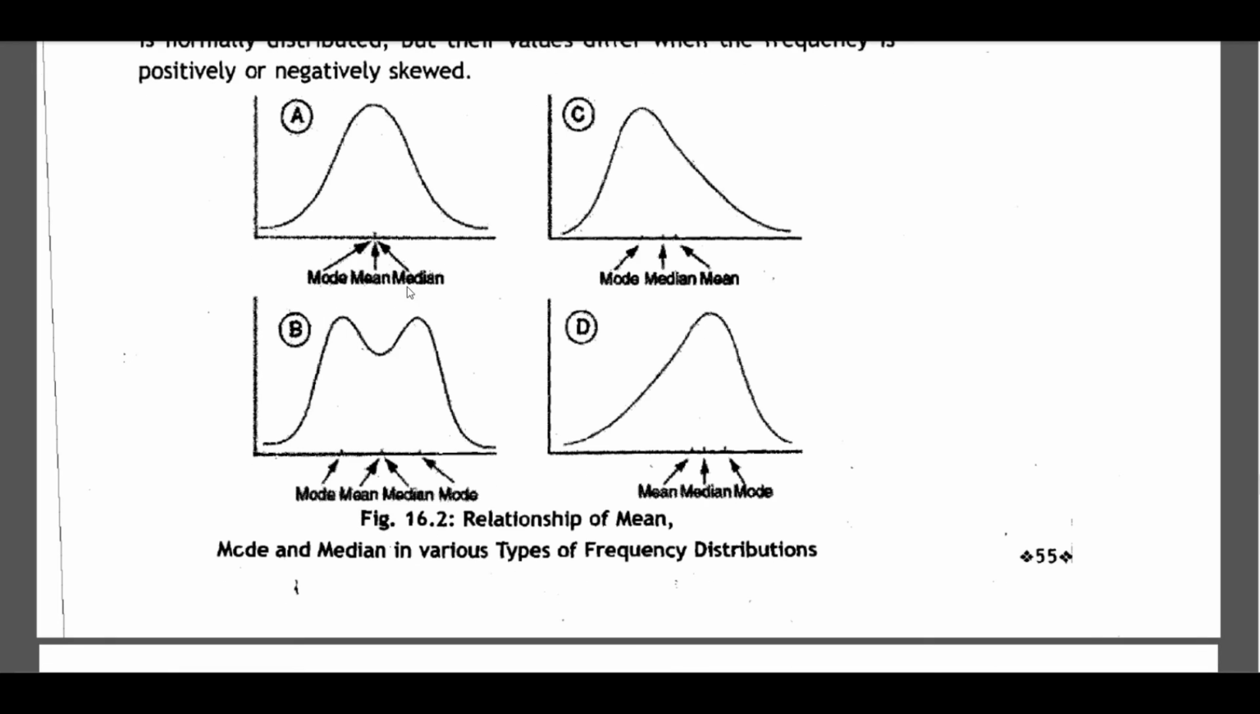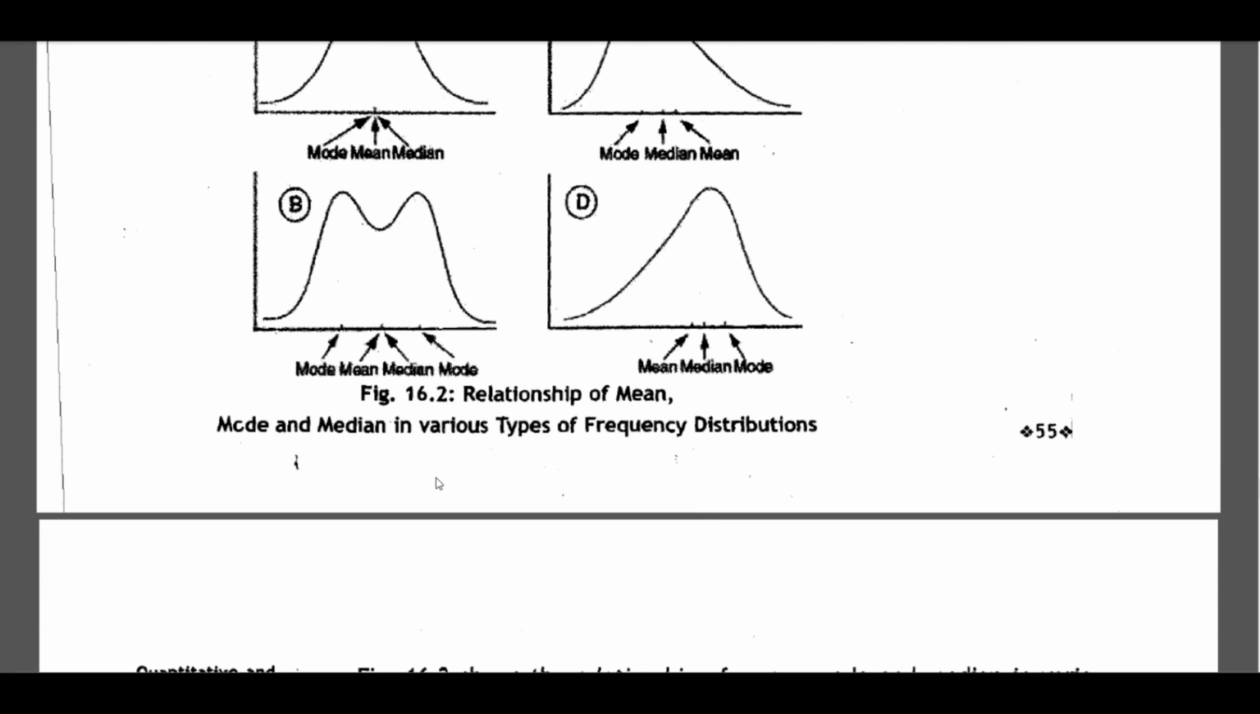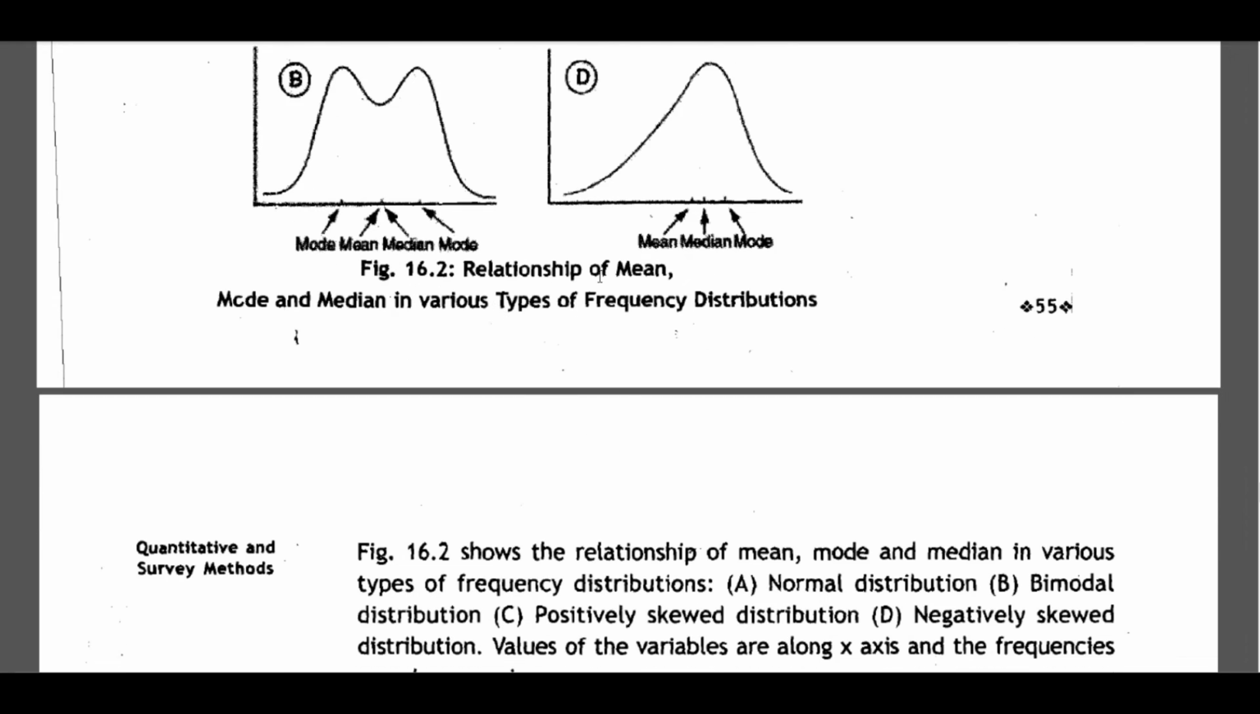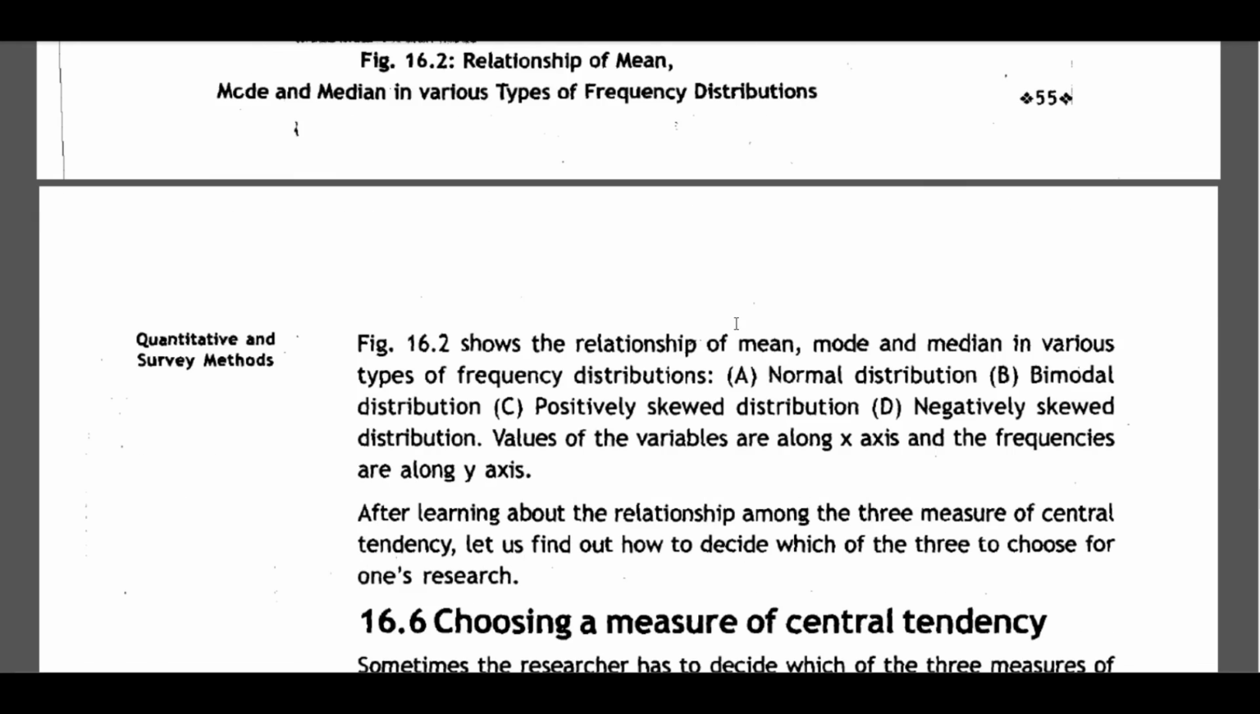So this is mode, median, mean, and these will be the same. Mode, median and mean will be different when it is skewed. In the bimodal case, median and mode will vary because here two modes are there. Mean, median and mode will be different in this. So, the relationship of mean, mode and median in various types of frequency distributions.